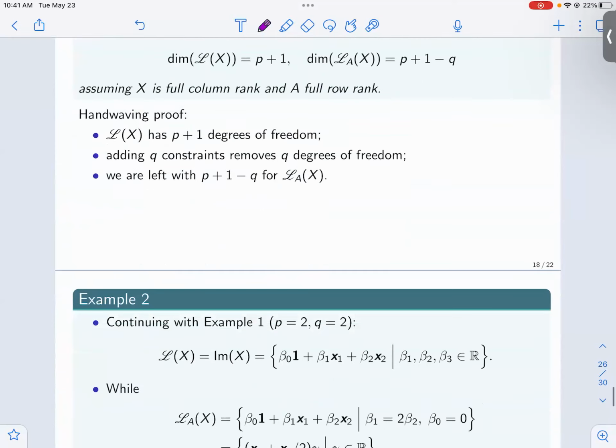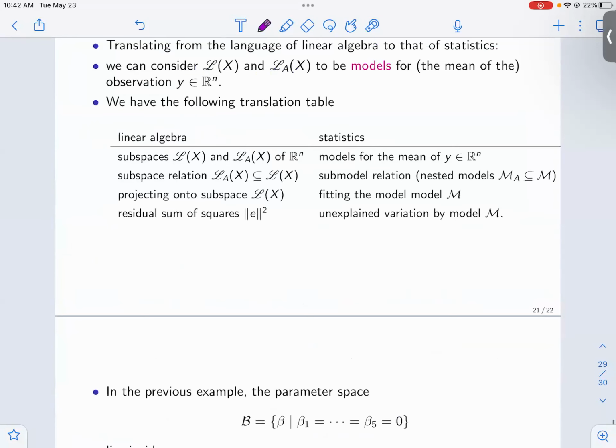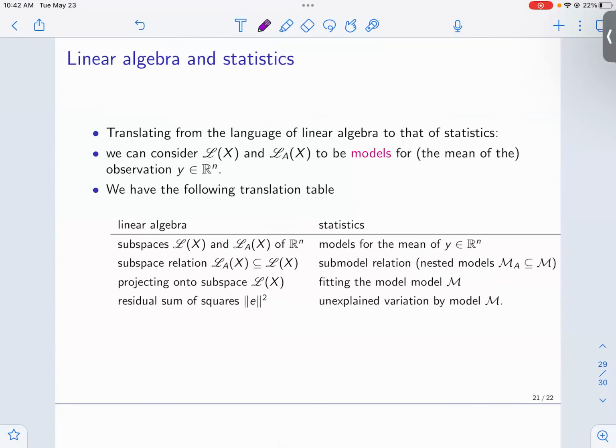Technical points I'm going to leave. There's this slide that you could go over, in algebra and statistics, that you translate between: subspaces or submodels, fitting is projection, residual sum of squares are unexplained variation. There's a nice way of comparing it. I've mentioned this before.